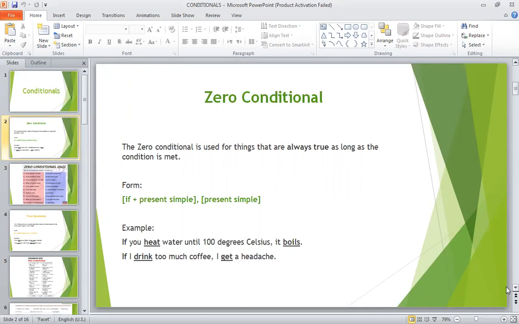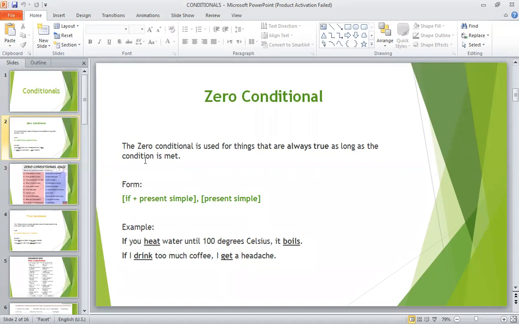Of course, the zero conditional is used for things that are always true as long as the condition is met. For example, all scientific facts. If you heat water to 100 degrees Celsius, it boils. If I drink too much coffee, I get a headache. So these are facts. Or I talk about myself to say something always happened to me, like a kind of fact for myself. So here we use if conditional.